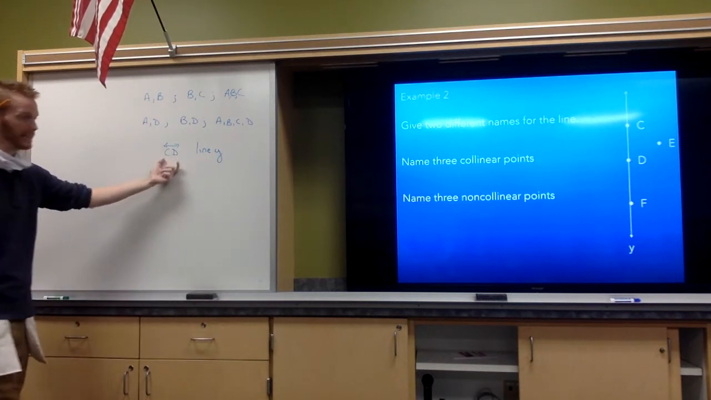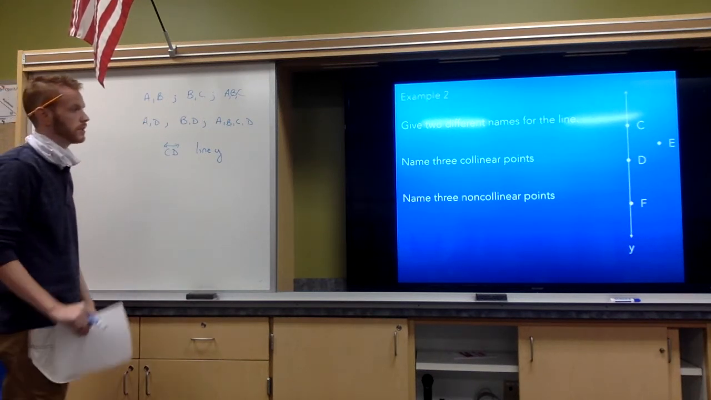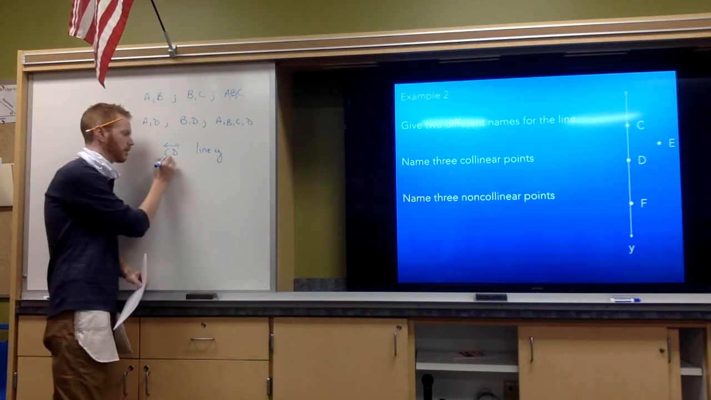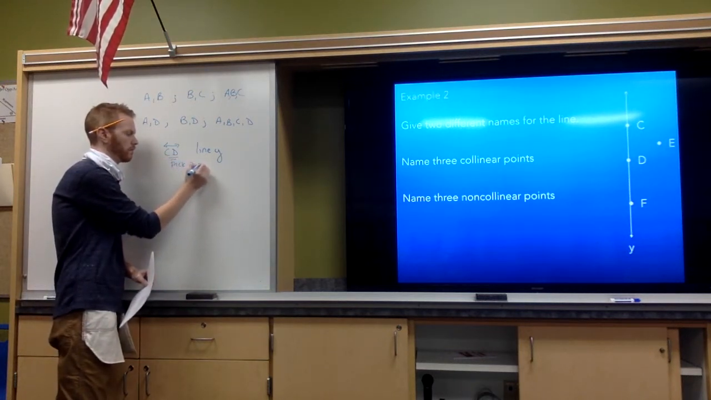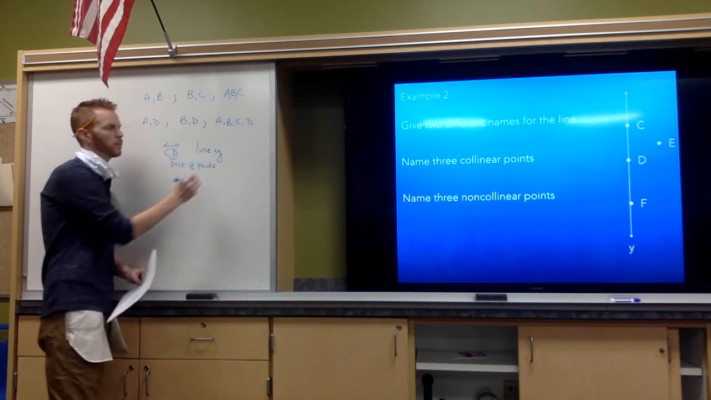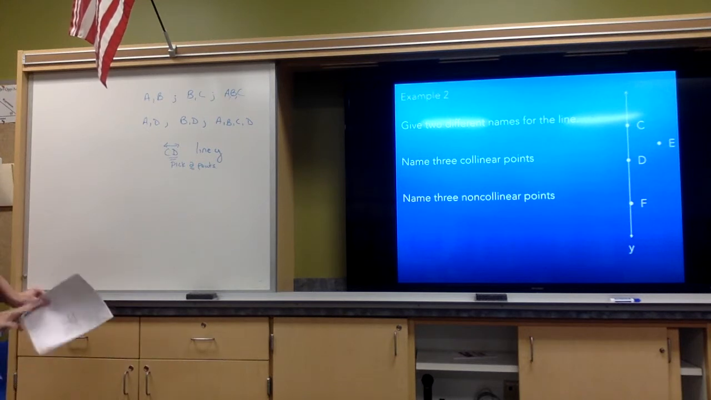I could have named this DC instead. I could have flipped them. I could name it DF or FC. But just be cautious. You just want to pick 2 points. You don't want to say this is line CDF. Okay, just pick 2 points. That's all you need.